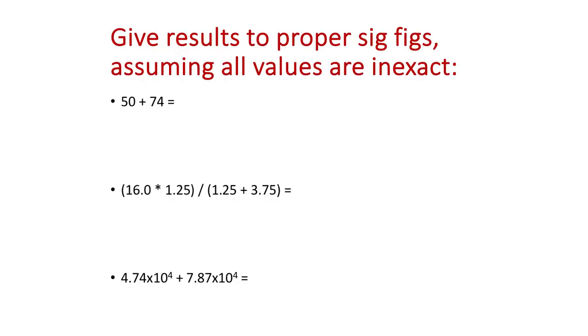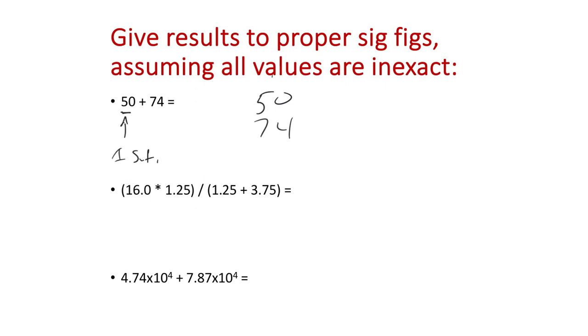Sig figs, hopefully this page here is good review, except the last question is kind of a tricky one. But 50 plus 74, let's not out-trick ourselves. When we're assuming all of these are inexact quantities, 50 is just one sig fig, not two. Why would 74 be good to the ones but 50 not? We'd have to be told something about that 0 to know it's significant. Otherwise, just one sig fig here.